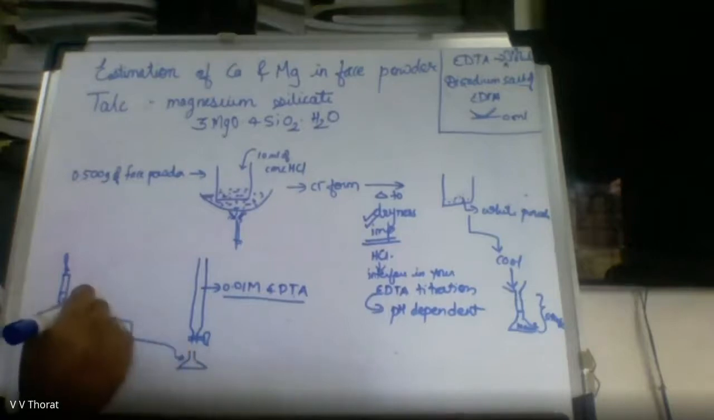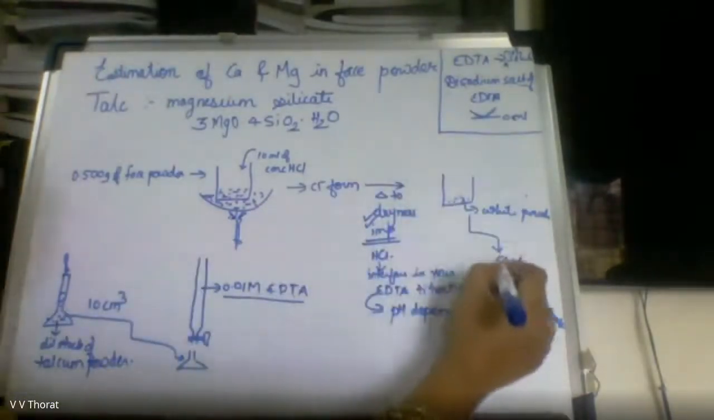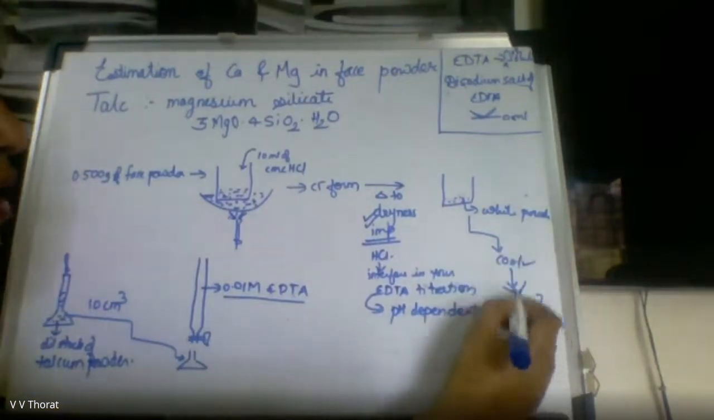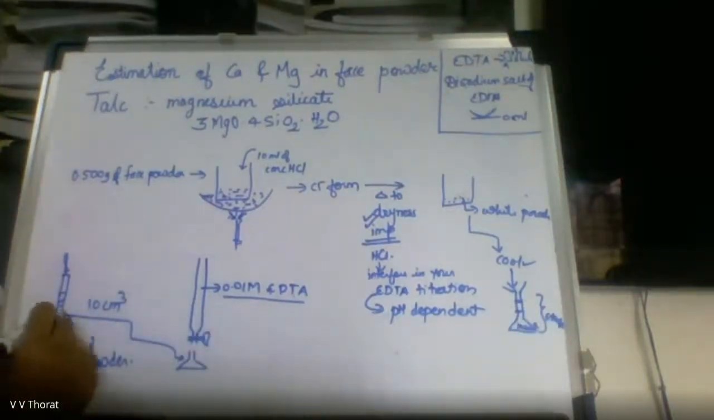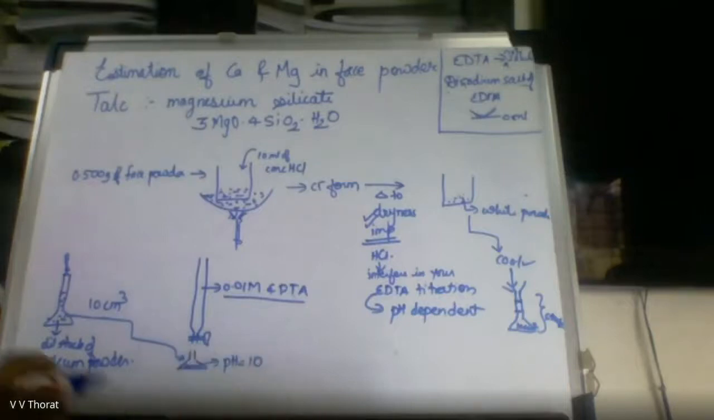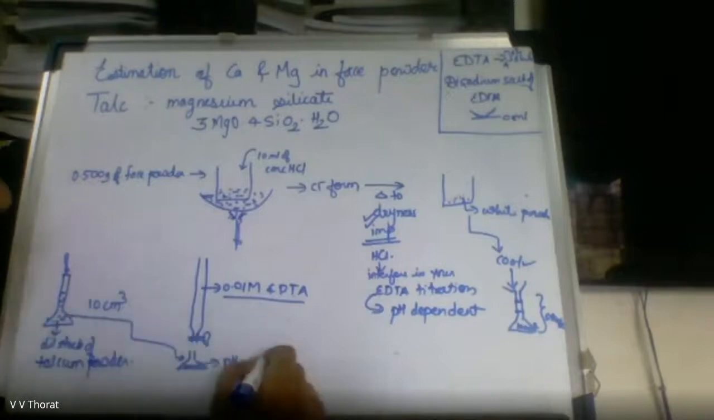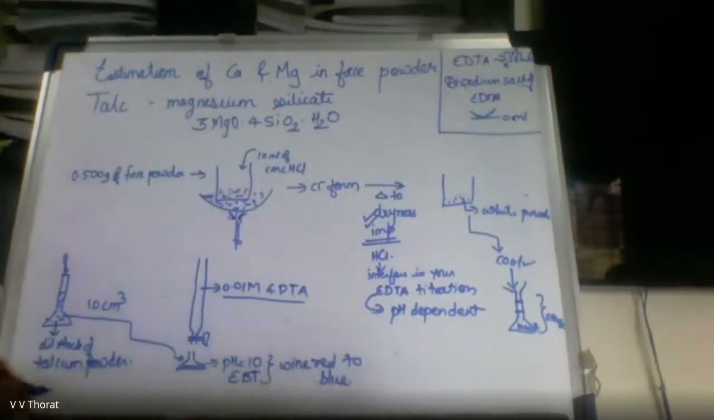Pipette it into a conical flask, 10 cm cube of diluted stock. The solution that sir took in the beaker, the white powder, you will cool and then transfer, add water and transfer in a standard flask and dilute with water to 100 cm cube. After that, you will pipette out 10 cm cube in a conical flask. Then you will add a buffer of pH 10, because calcium and magnesium react with EDTA at pH 10. And then you will add Eriochrome Black T as an indicator. The end point will be from wine red to blue, light blue, peacock blue color.